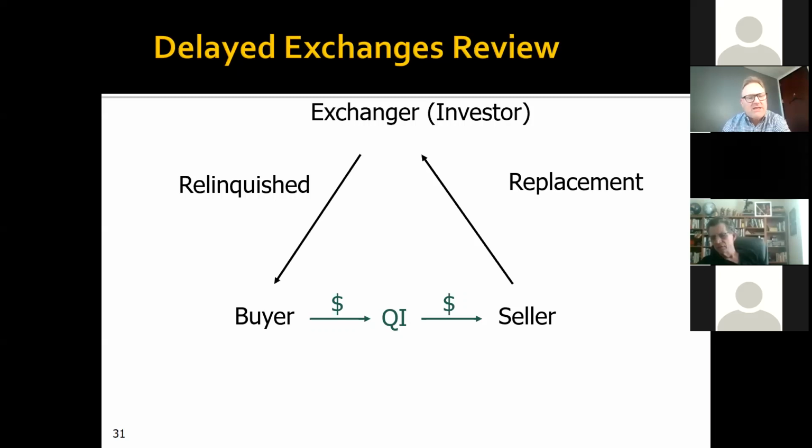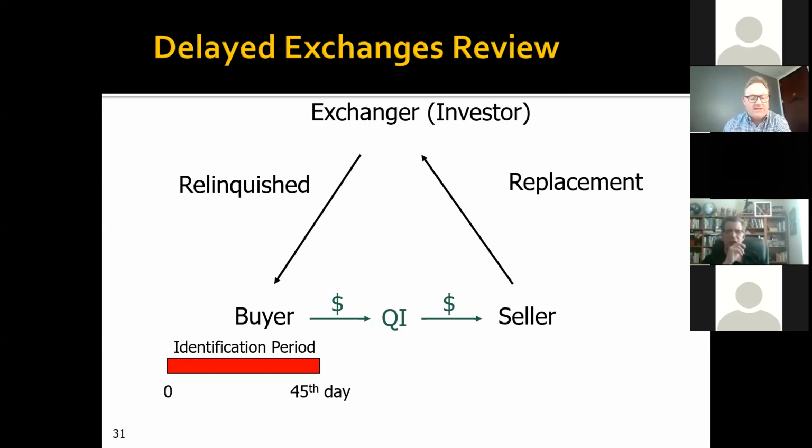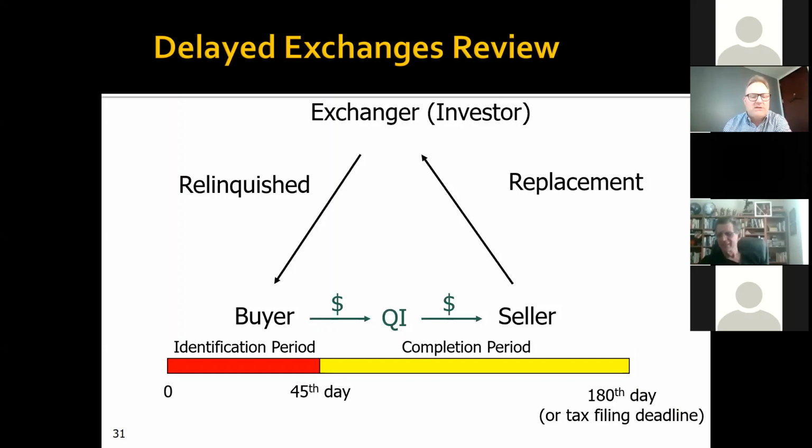Now, the clock starts ticking at the close of escrow on the sale of this relinquished property. And that first 45-day time period is known as the identification period. This is the time in which the investor has to identify what properties they're going to try and purchase from a seller within the remaining 135 days, and this is known as the completion period. Together, the total is 180 days. So an investor has 180 days to identify and acquire their replacement property.